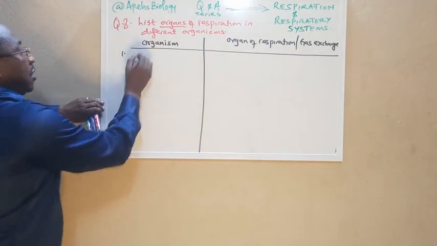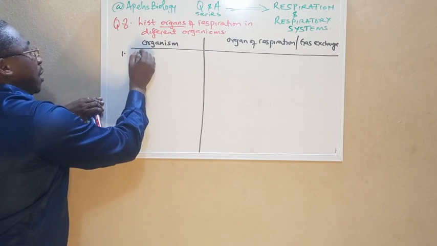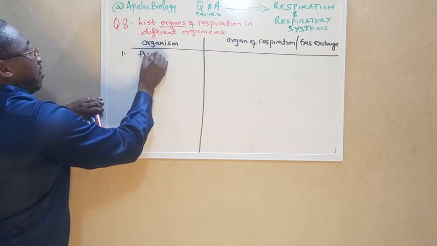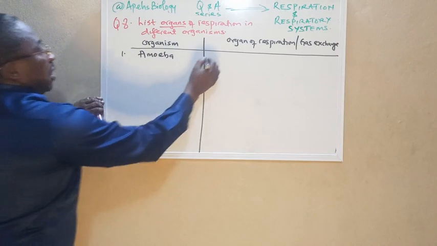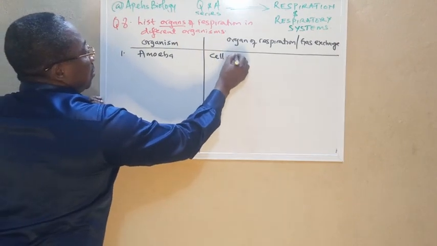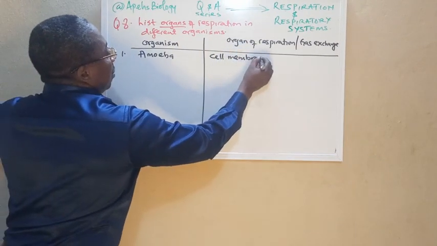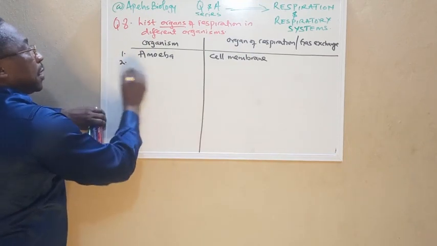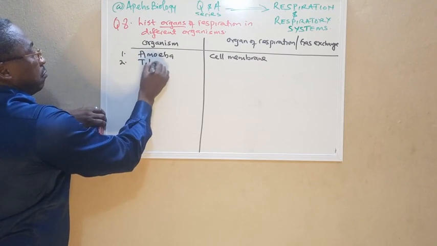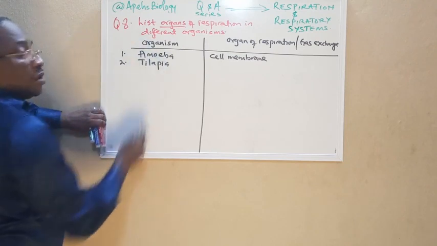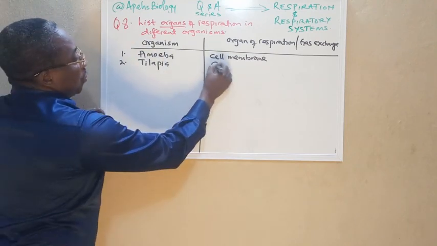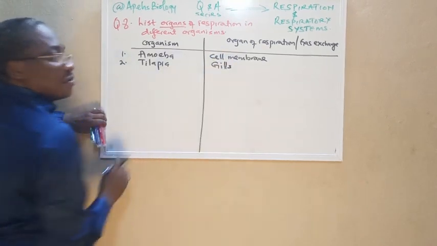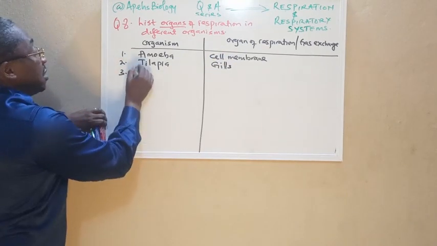The first one is Amoeba. Let's go to simple Amoeba. Amoeba uses what is called cell membrane. Very easy. The second organism we can think of is something like Tilapia. Tilapia is a bony fish. It uses what for respiration? Gills.